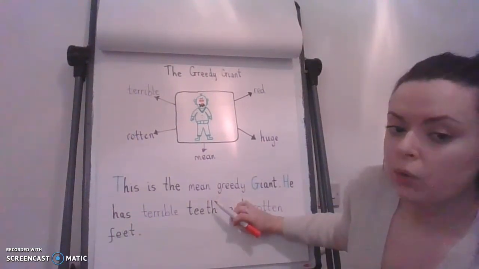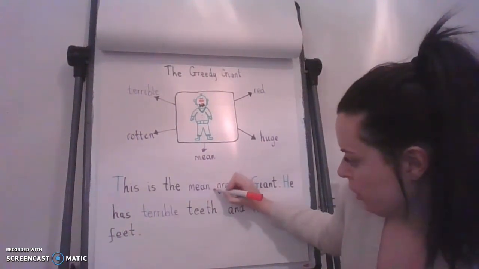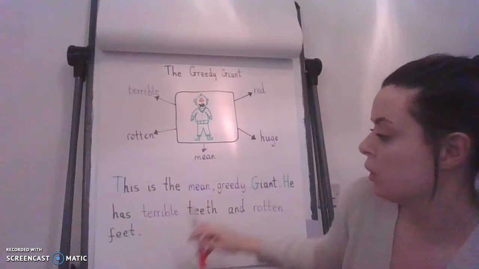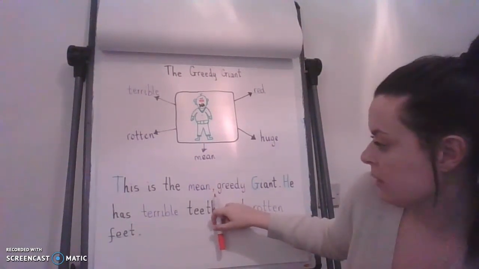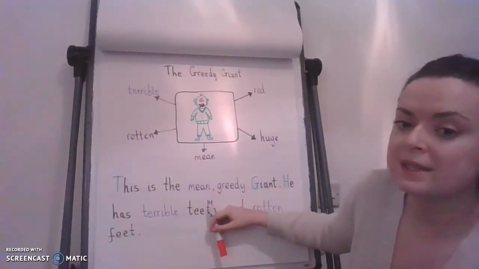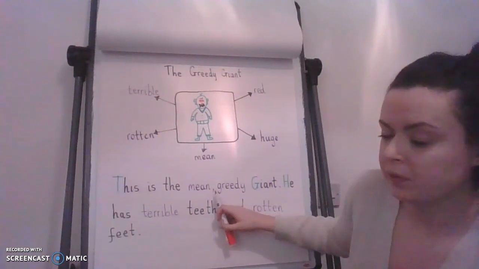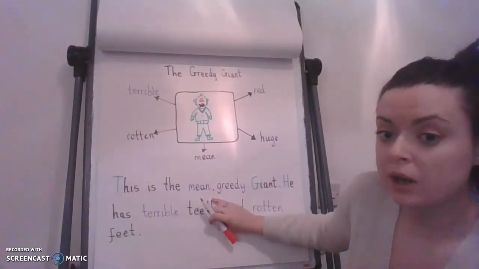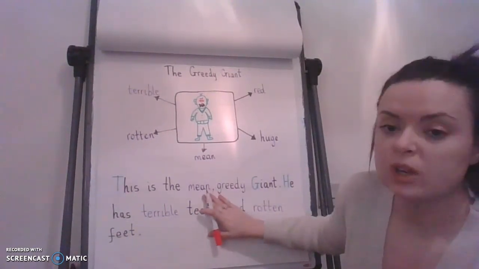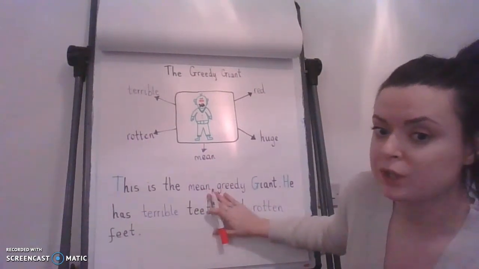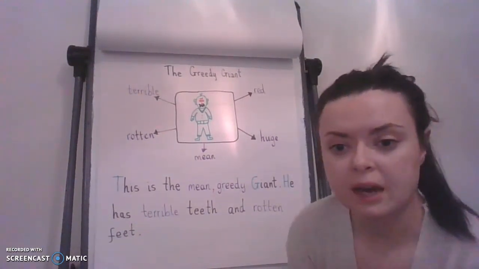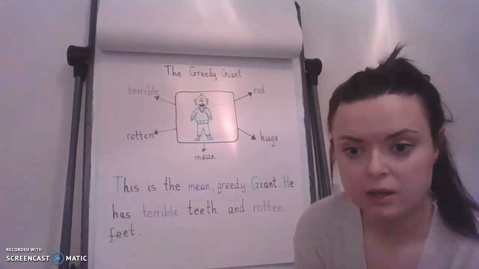So I noticed some of you were using commas in between your adjectives, which is really good. So we learned this in year 2. So I just want to point it out to you. Here, this is the mean, greedy giant. I would need a comma between mean and greedy because it's a list of adjectives. Okay, so I just thought I'd point that out because some of you are using it, which is really good. Everyone else, don't worry. Okay, we learned that in year 2. But don't worry, I just wanted to point it out because I was impressed that some of you were using it. So that is my character description about the greedy giant.